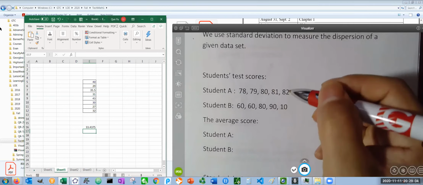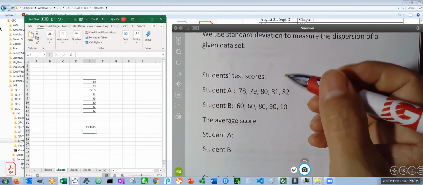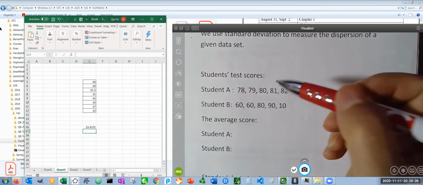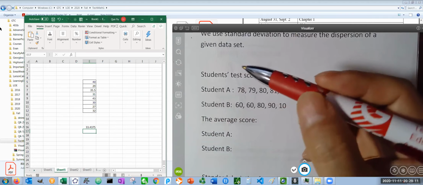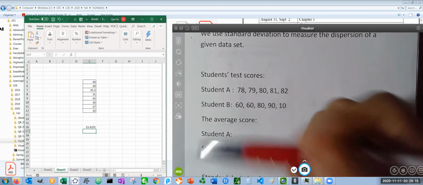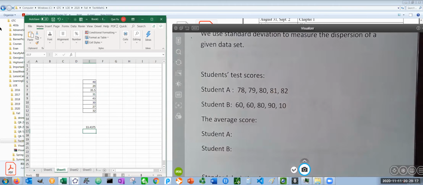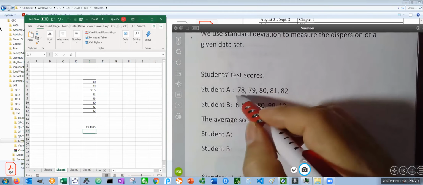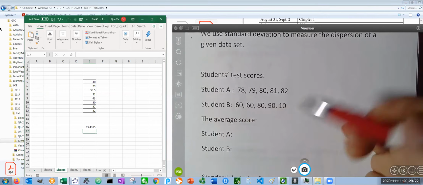Okay, we have 2 students now. These 2 students are called student A and student B. They both take 5 tests, and these 5 tests are the same for both students. They just have different scores. So student A gets these scores, and student B gets these scores.